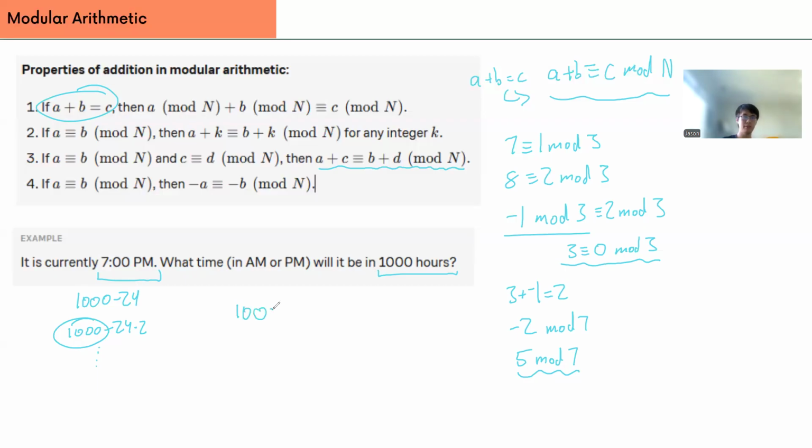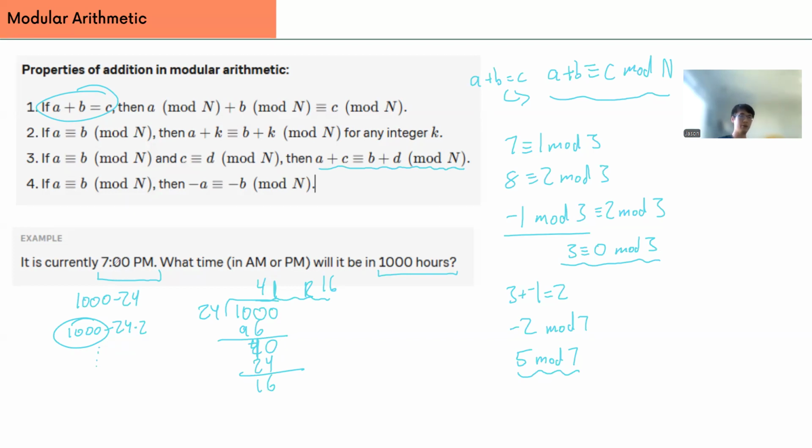So let's just divide 1,000 by 24 real quick. I think this is 4. It gives us 96. Hopefully this is correct. Yeah, okay, that's good. So here we have 40, and then this goes in one more time to give us this, and then 16. So it's 41 remainder 16. What this tells us is that in 1,000 hours, 41 days will have passed, and after 41 days we're still at 7 p.m. Then we just need to add an additional 16 hours.